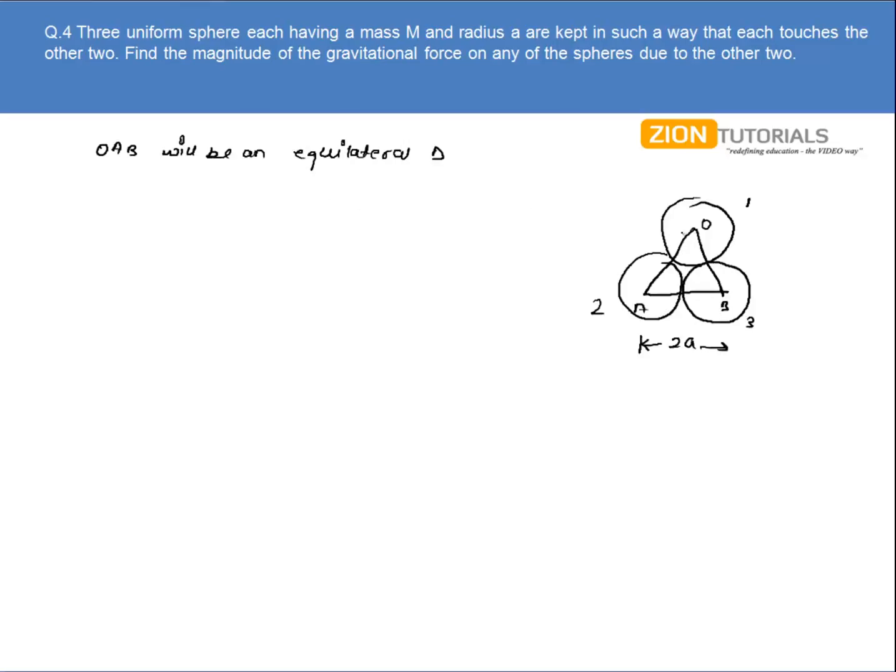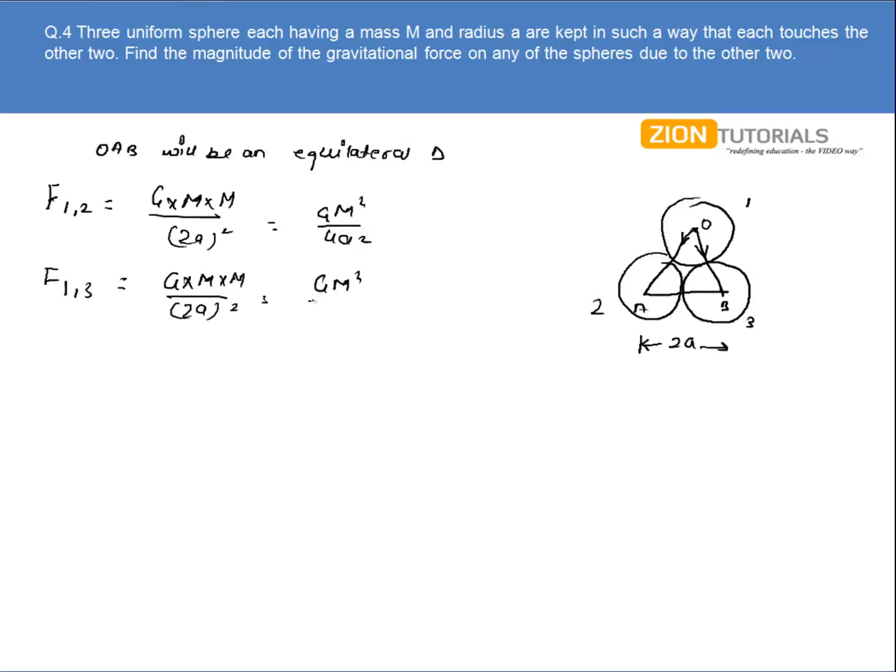So of course it will be a force of attraction, and the direction will be like this, that I'll give the force on the center. So the force on 1 due to 2 will be in this direction, and force on 1 due to 3 will be in this direction. So the magnitude of force on 1 due to 2 will be given by G m square by 2a whole square, that is Gm square by 4a square, and the force on 1 due to 3 will be of the same magnitude, G m into m by 2a whole square, that is Gm square by 4a square.